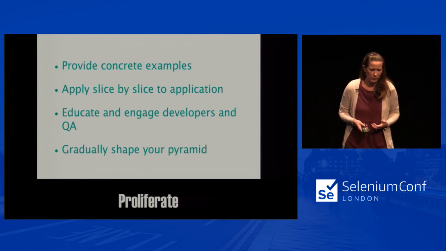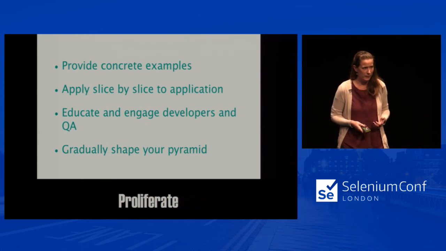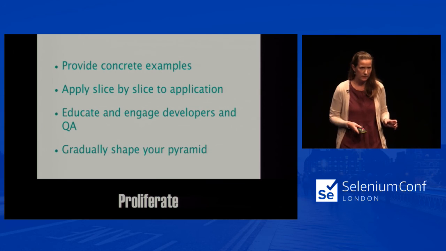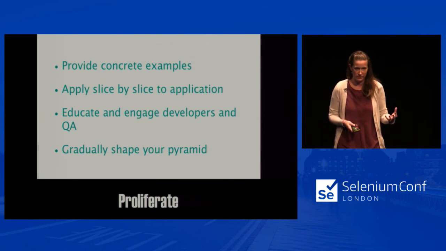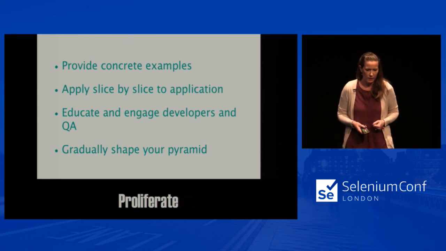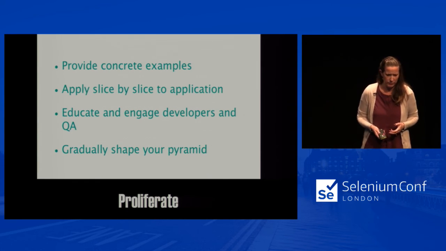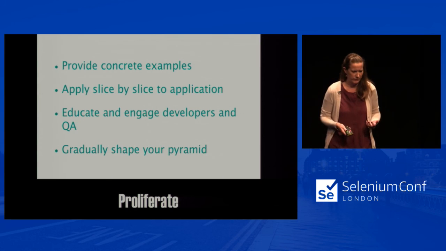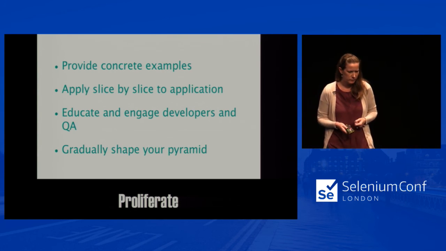Show examples of why this is important and how it can help. And by doing a small slice, you can have your proof in the pudding and then be able to proliferate it across other areas of your app. Don't tackle too much at one time. Don't try to do this for every feature at the same time, and just start small.